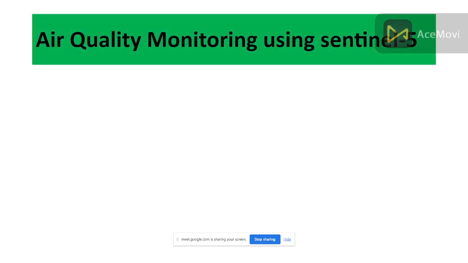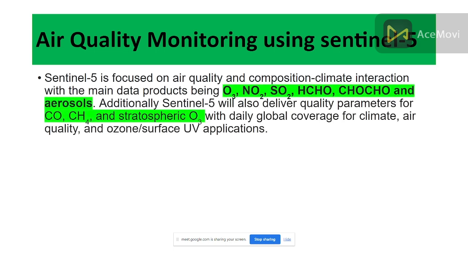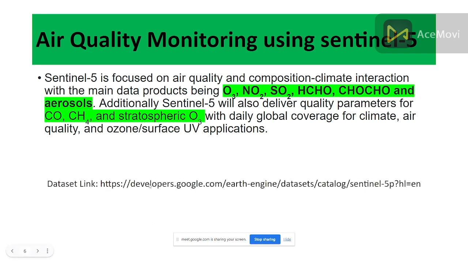Okay, so now air quality monitoring. Here we are mainly using the Sentinel-5 satellite imagery, which gives access to different air quality parameters such as ozone, nitrogen dioxide, formaldehyde, aerosol, carbon monoxide, and methane. This type of gas information we can easily access from the Sentinel-5 satellite imagery, and this is the dataset link for it.